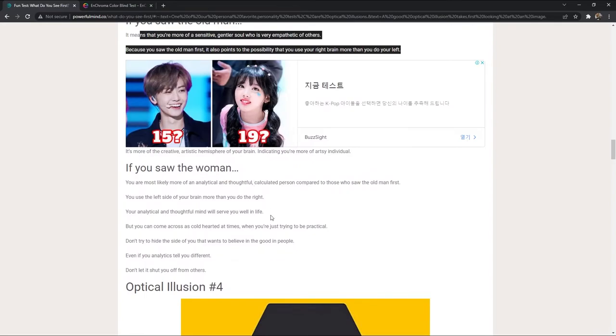Most likely more of an analytical and thoughtful, calculated person compared to those who saw the old man first. Ha! You use the left side of your brain more than you do the right. I don't know about that. Your analytical and thoughtful mind will serve you well in life. You can come across cold-hearted sometimes when you're just trying to be practical. That's fair. Don't try to hide the side of you that wants to believe in the good in people, even if your analytics tells you different. Don't let it shut you off from others.